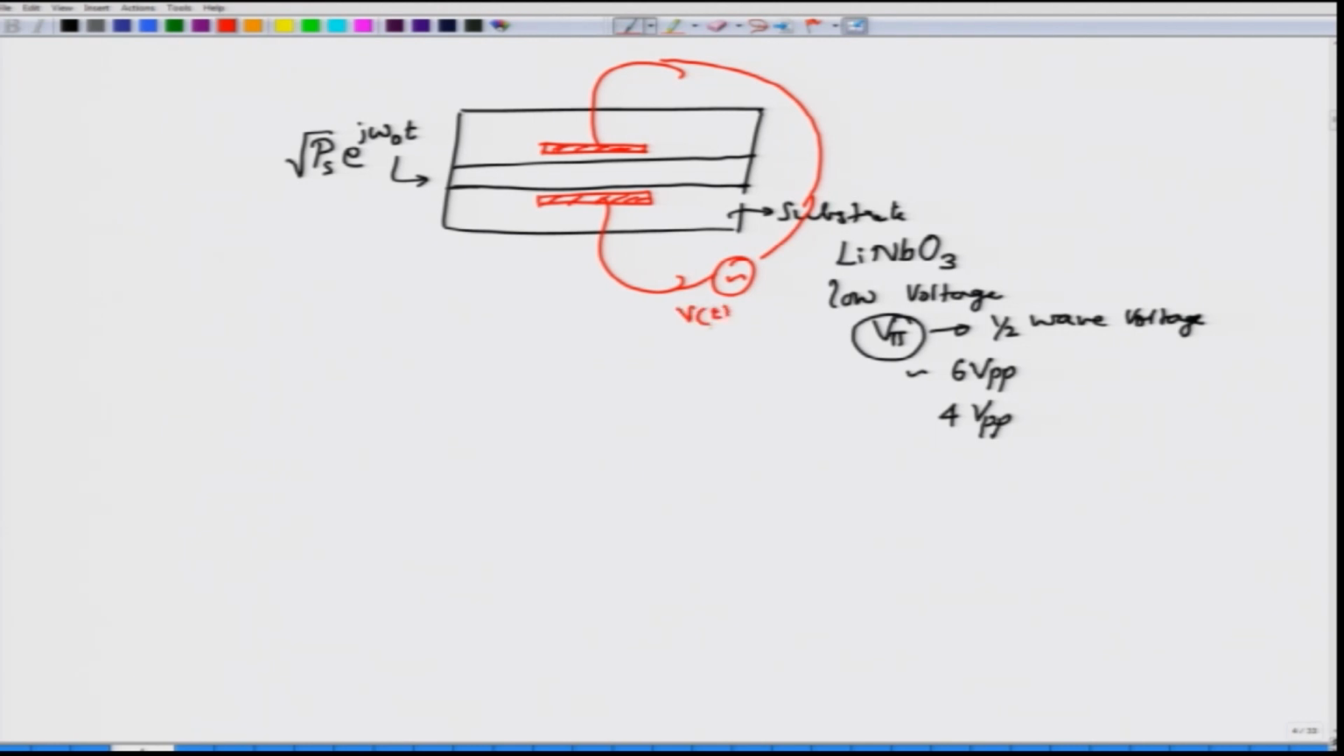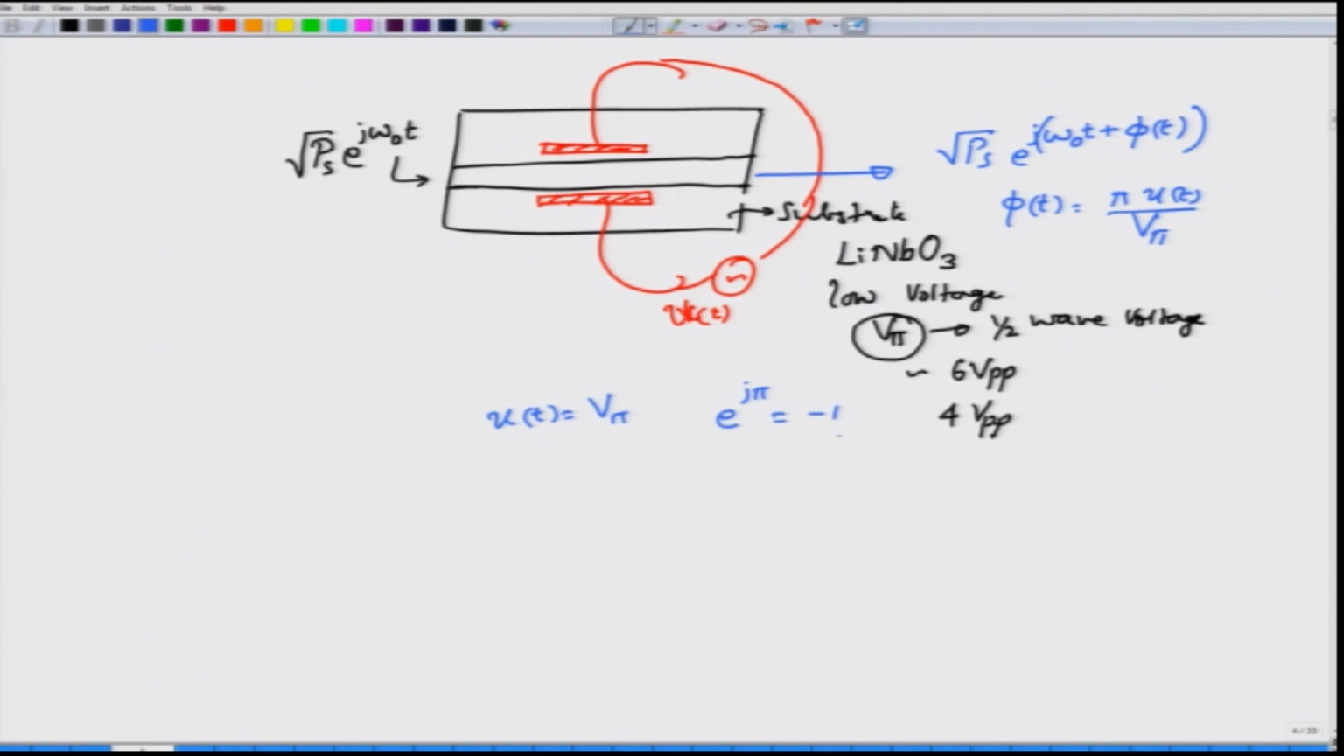So, when you apply a voltage V of t, or u of t, we will use u of t as the voltage, just for notation, then the light output that you get will be written as square root of P s e to the power j omega 0 t plus phi of t, where phi of t is equal to pi u of t by V pi. The reason we have written this phase term as pi u of t by V pi is because when u of t is equal to V pi, then the phase term will be e to the power j pi, or minus 1, or 180 degrees out of phase.